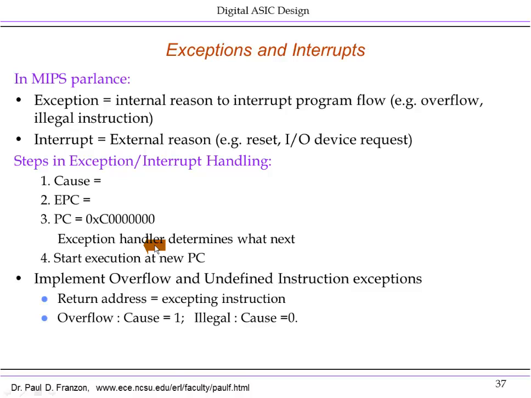This processor also handles exceptions and interrupts. I'm not going to go through this in a lot of detail. I remind you, an exception is an internal reason to interrupt program flow. In this particular case, we want to detect overflow. An interrupt is an external reason, such as an I/O device request. What we're going to do in this processor is have a cause register that we write to, have an exception program counter, which is the return address, and then set the PC to this address to start, at which point the exception handler takes over. We're going to only handle two exceptions: overflow and illegal instruction.